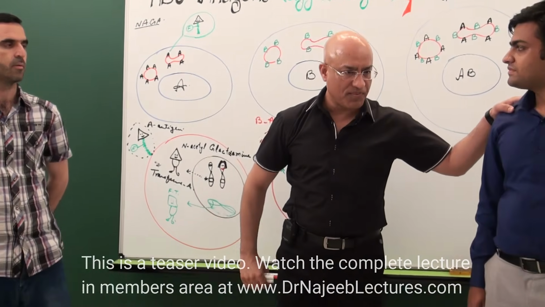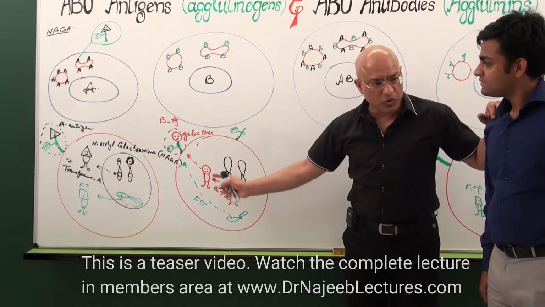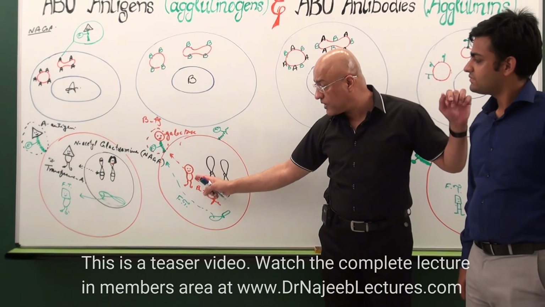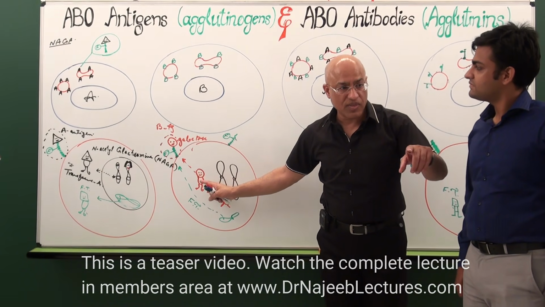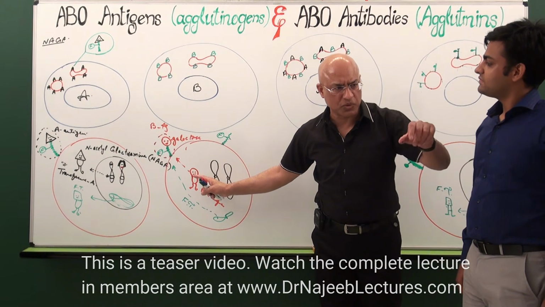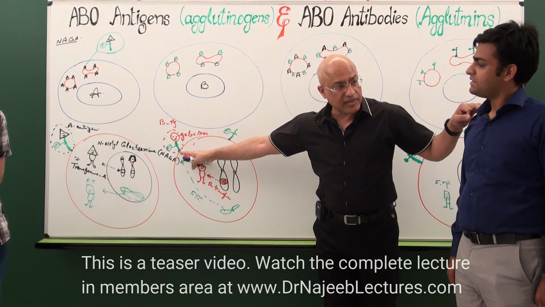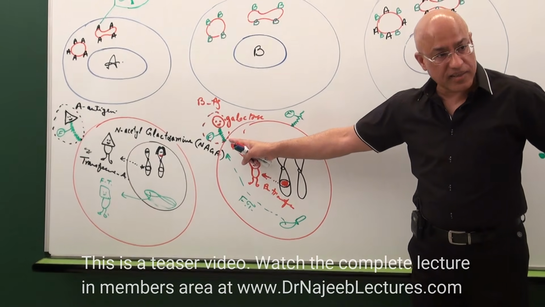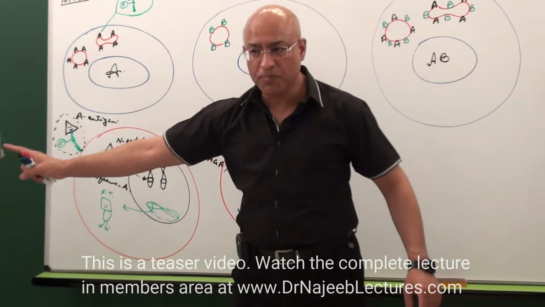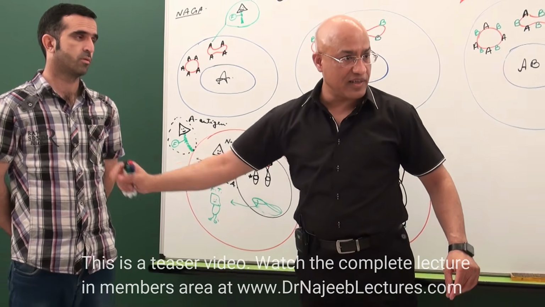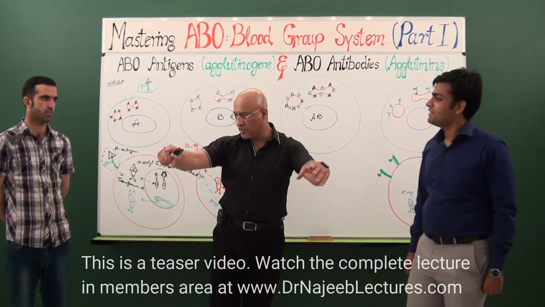But in this person, what is happening? First again H substance is produced, but because of the presence of a different transferase here, which transfers galactose on top of the H substance, this will convert into B antigen. So now you clearly understand the difference between the person with A blood group, with A antigen, and the person with B blood group, with B antigen. Is that clear? Please have a seat.